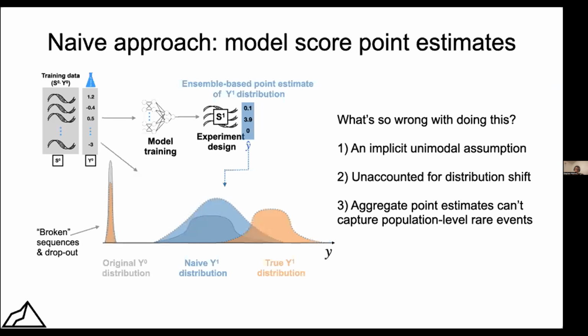Finally, if you just take the aggregate point estimates and use them to construct a distribution, they're not going to capture population-level rare events. Instead, they'll tend to trail off. You can see this cliff here.